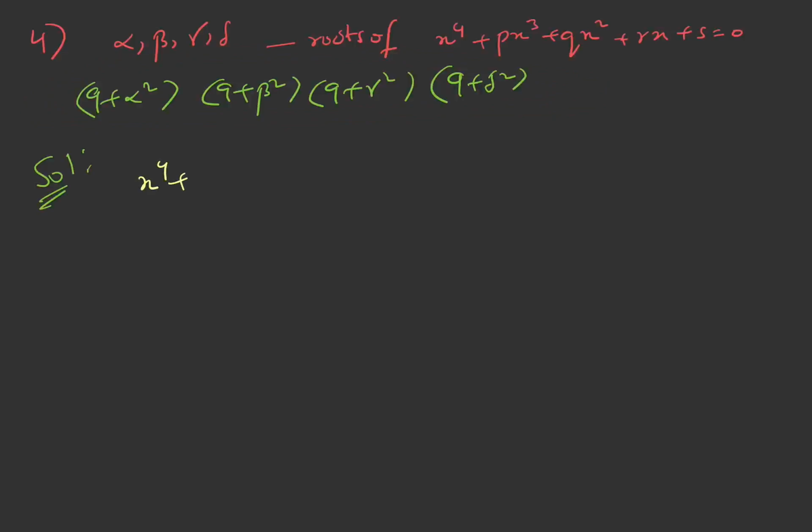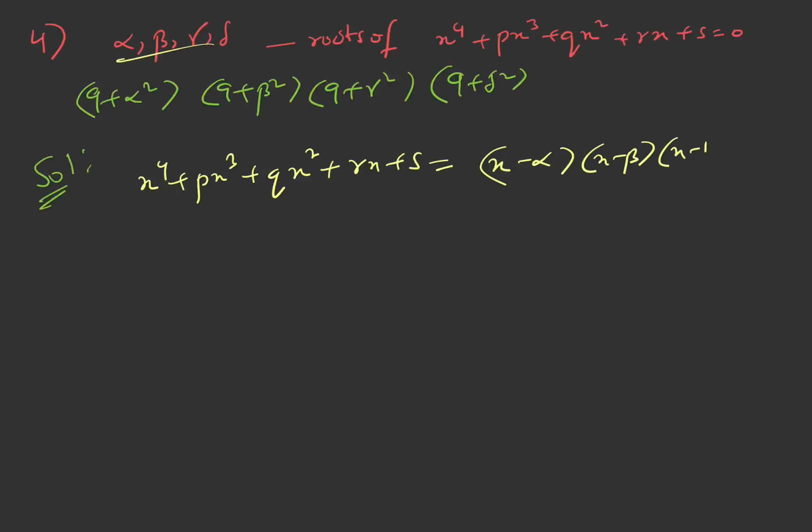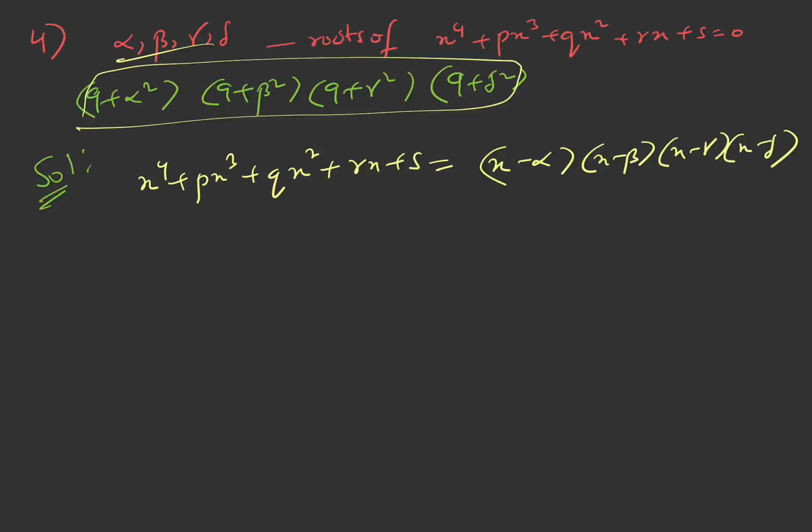So since the roots of this equation x power 4 plus p x cube plus q x square plus r x plus s are alpha, beta, gamma, delta, I can write this as x minus alpha, x minus beta, x minus gamma and x minus delta. Now you see, I want to compute 9 plus alpha square, 9 plus beta square and so on. So what I am doing is, I am just putting x is equal to 3 iota here. Put x is equal to 3 iota.